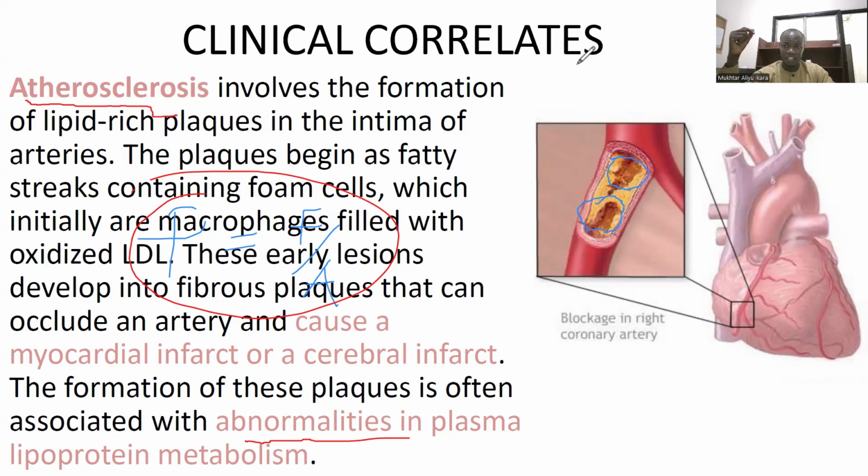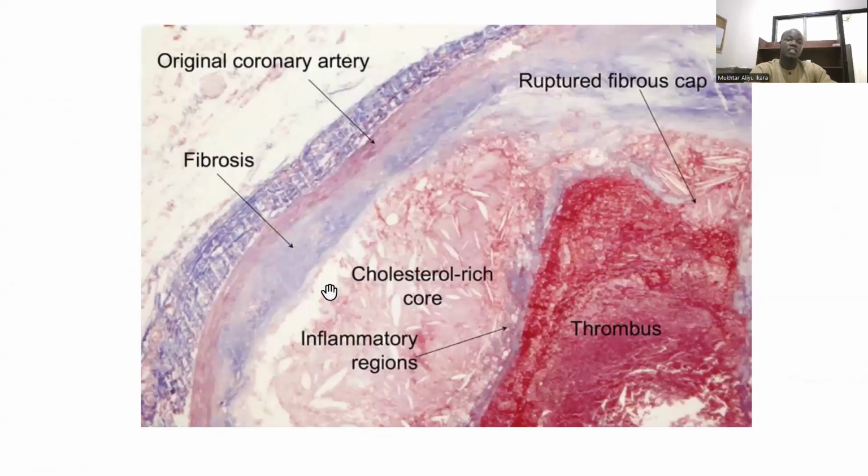Then the next thing we are going to look at, apart from these clinical correlates, is this. You see, this is what happened. This is the original coronary artery, and this is fibrosis, and this is the fibrous cap, and this is the cholesterol-rich core, and this is thrombus, and then this is the inflammatory region. When cholesterol blocks the artery, the blood pressure will go very high because the area for the blood to flow is very, very small.